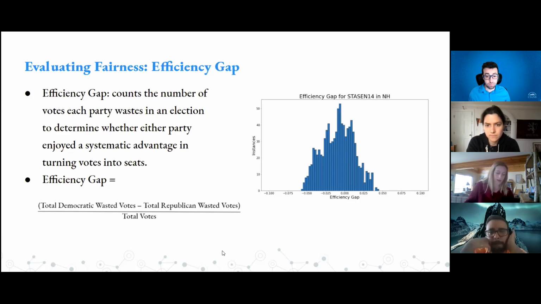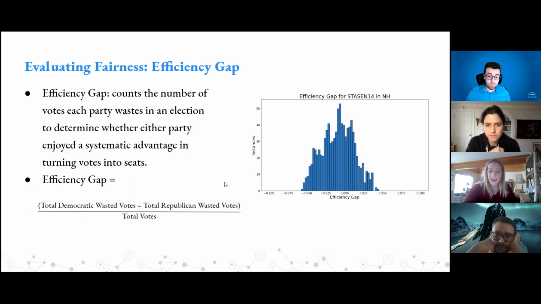In this graph on the right, the efficiency gap for many simulated districting plans for the 2014 state Senate election in New Hampshire is plotted. The slightly negative average efficiency gap means that Republicans have a more difficult time converting their votes into seats in New Hampshire. And of course, as ideal with partisan symmetry, we want the efficiency gap to be 0, so that neither party has a tendency to have more of their votes go to waste.